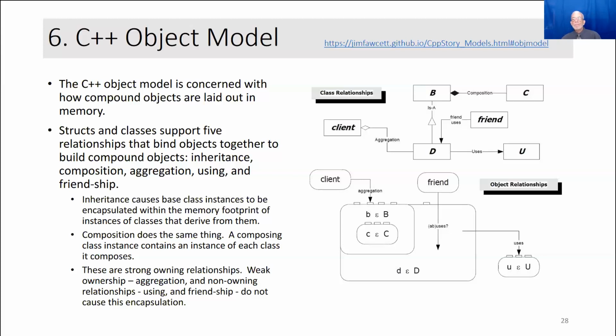So that memory footprint is a very, very important part of the C++ object model, the dominant part of the C++ object model.